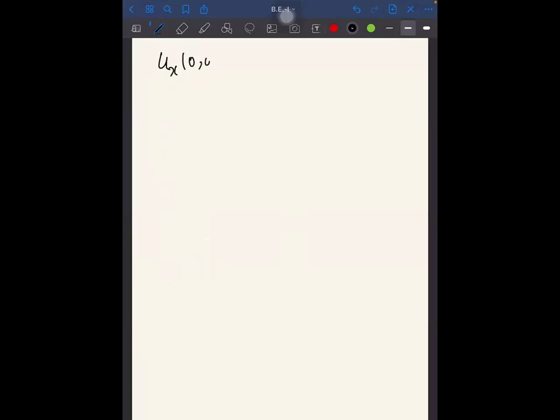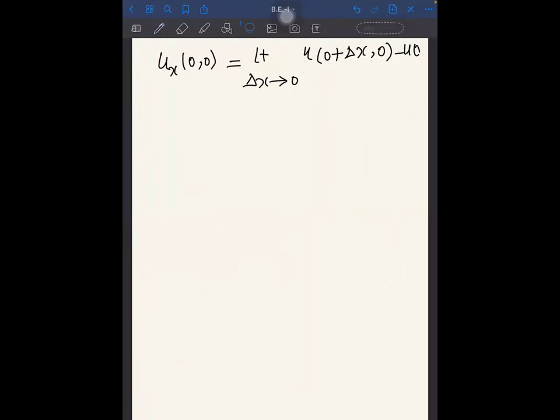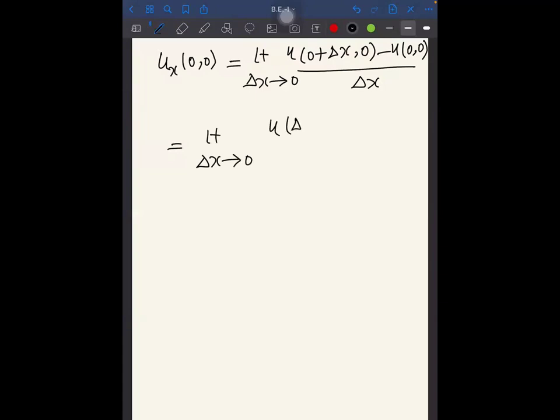So first of all, ux(0, 0). So this will be limit delta x goes to 0 of u(delta x, 0) minus u(0, 0) upon delta x.